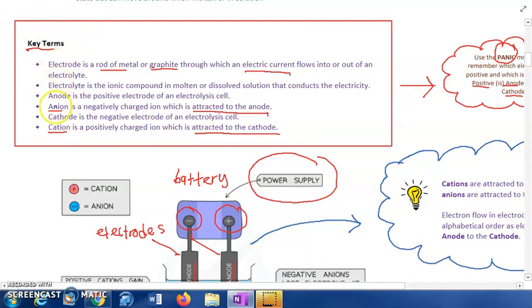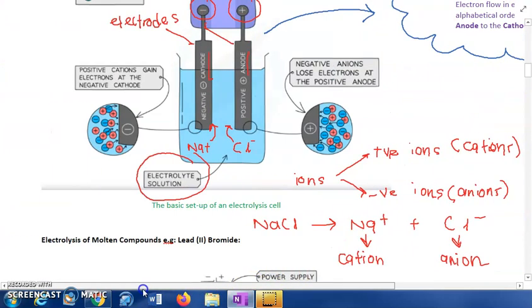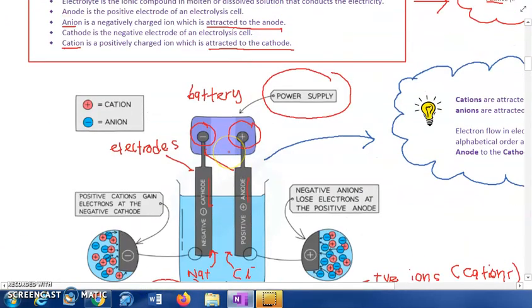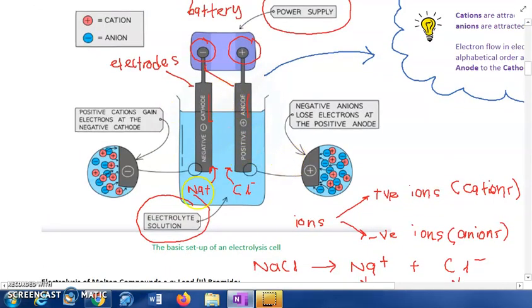1, 2, 3, 4, 5, 6. You need to remember the 6 key terms over here, so that later when we do some questions, you know what electrodes, cathodes, anions, and also cations are. Okay, so what actually happens inside an electrolysis cell?